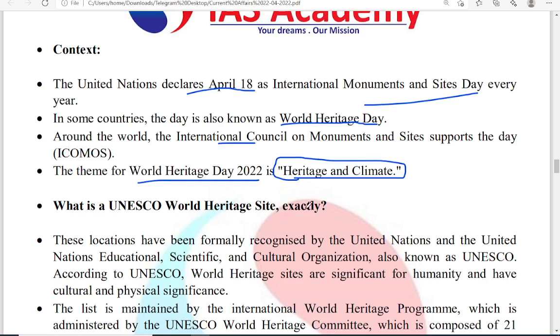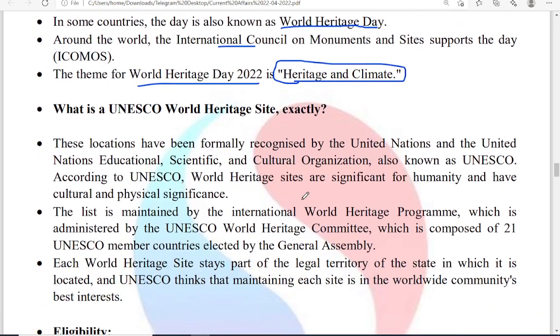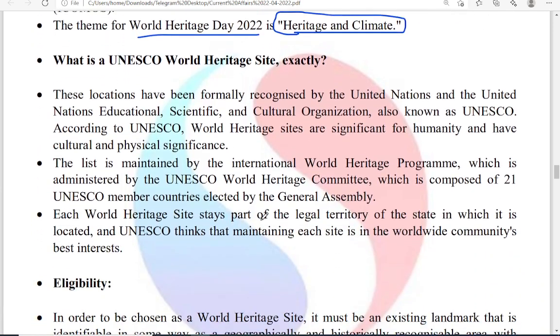Coming to the significance of what a World Heritage Site is, how UNESCO works to protect World Heritage Sites, and how it recognizes them. So to have all this in mind, let us start discussing.